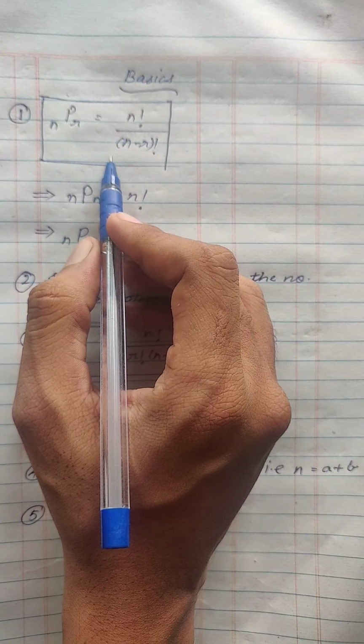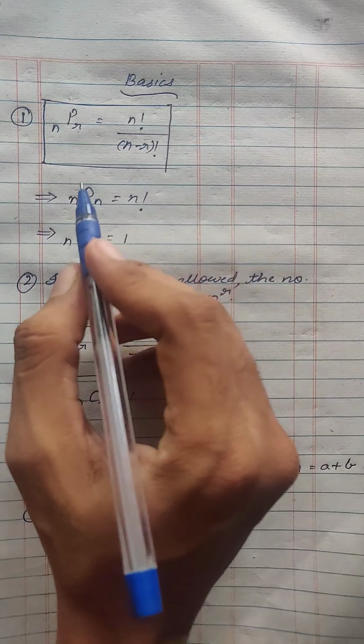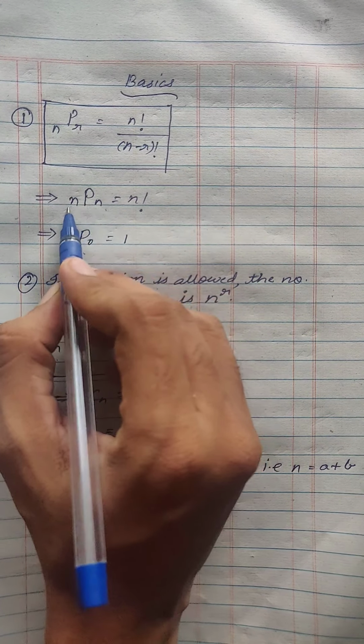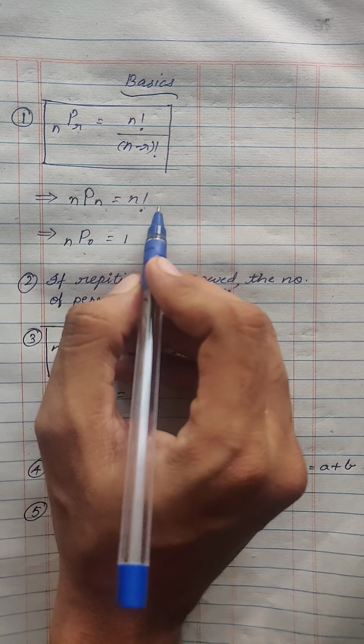This means we are choosing r objects from a collection of n objects. What if we choose all the objects? Then it is called nPn. So nPn will be n factorial. Means if you have 15 objects and you're choosing all the 15 objects, then it is called nPn and the value will be n factorial.